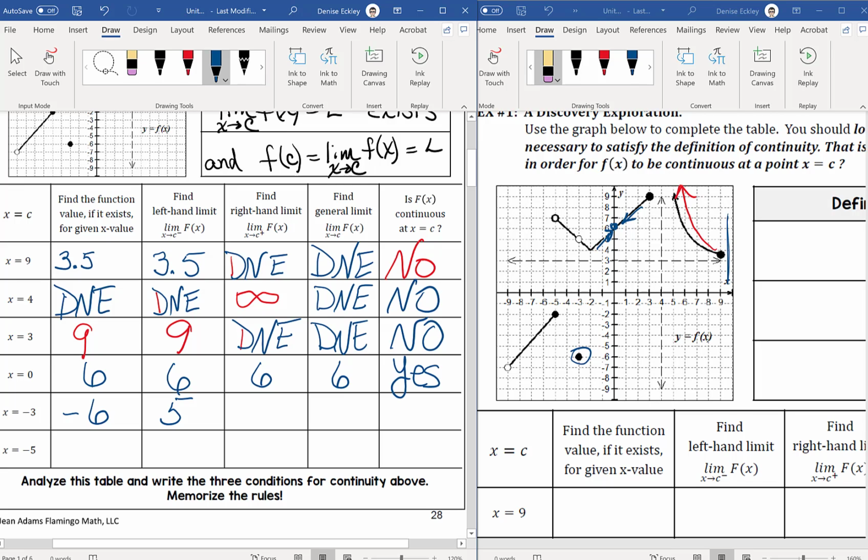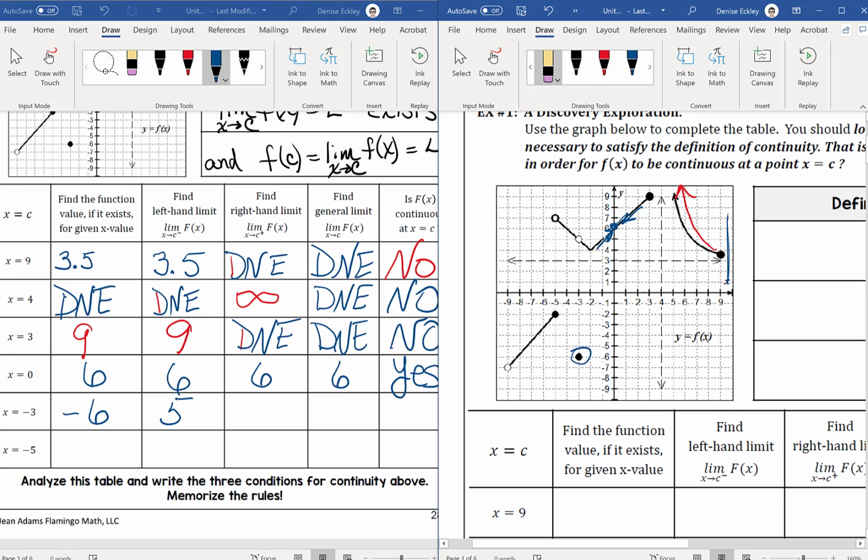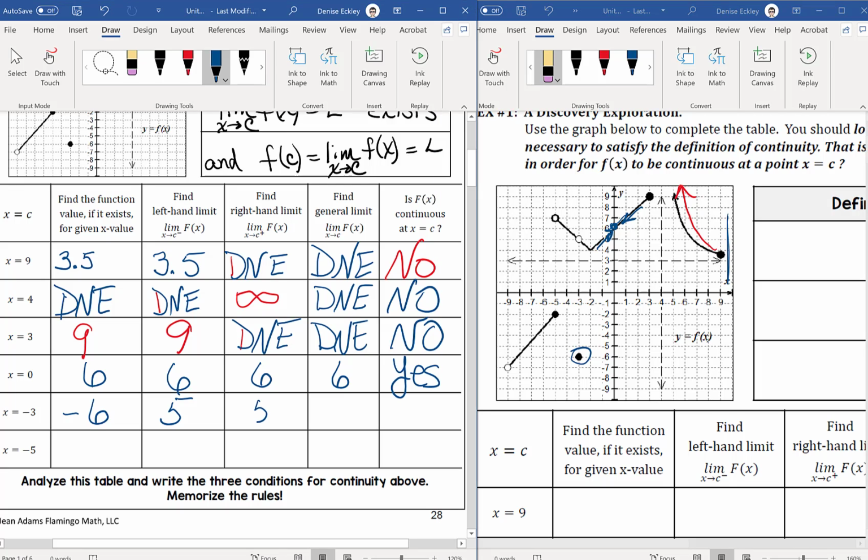And from the right, it is also 5. So the limit exists, that's 5. But they don't equal each other. We have a -6 for a value and a limit of 5. So this is a no.